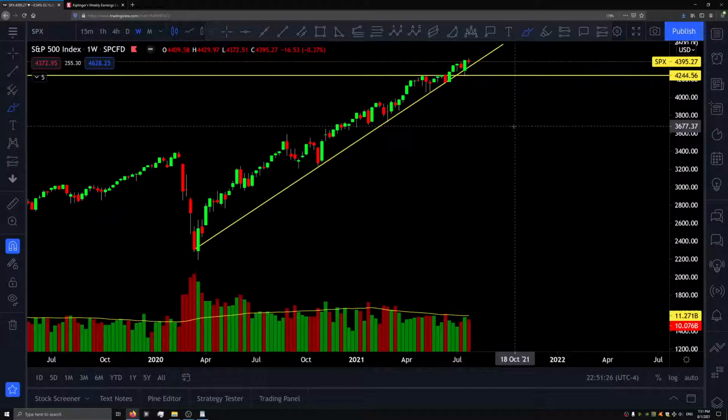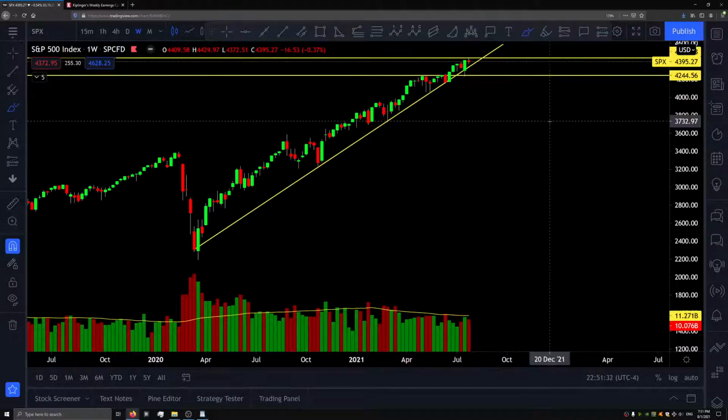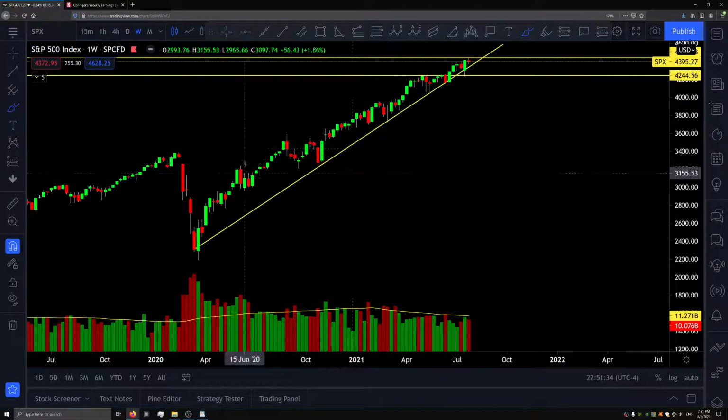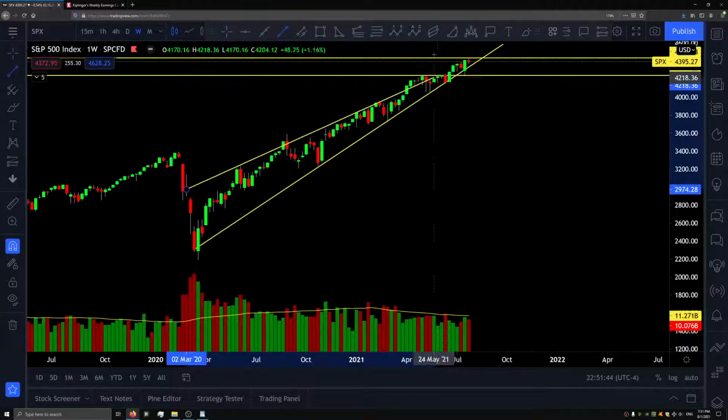We already have a support right here at $4,244. Now there's a temporary resistance at 4,439. All right. But this is a very healthy looking uptrend. Healthy, even throughout earnings. S&P 500 did not get destroyed in earnings right now. So it's fine for now.